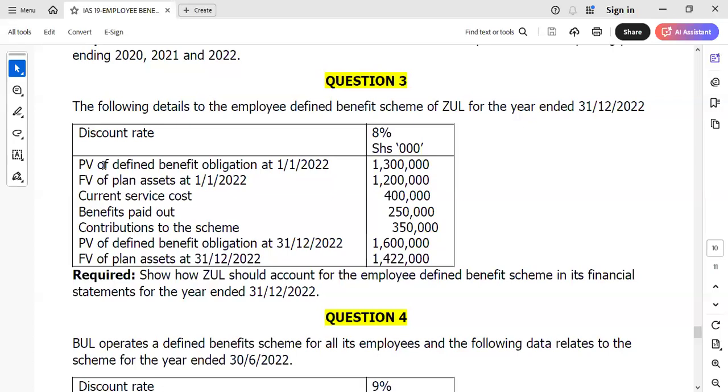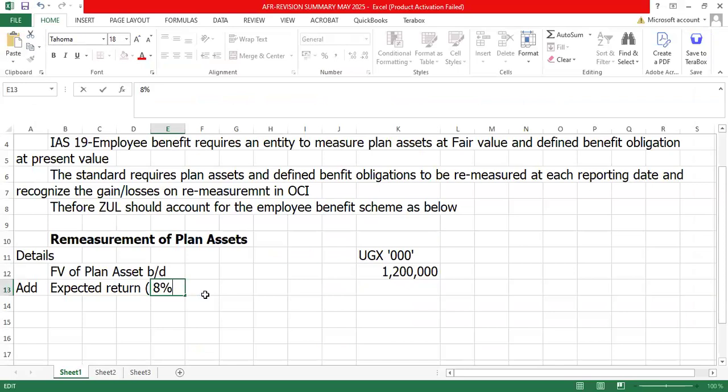But you must be careful. You must know what is at the start and what is at the end. Here we normally focus on the rate at the start of the year. So this is 8%, and we multiply by 1.2 million. What do you get? Because you have expected return, I can also use the word interest.